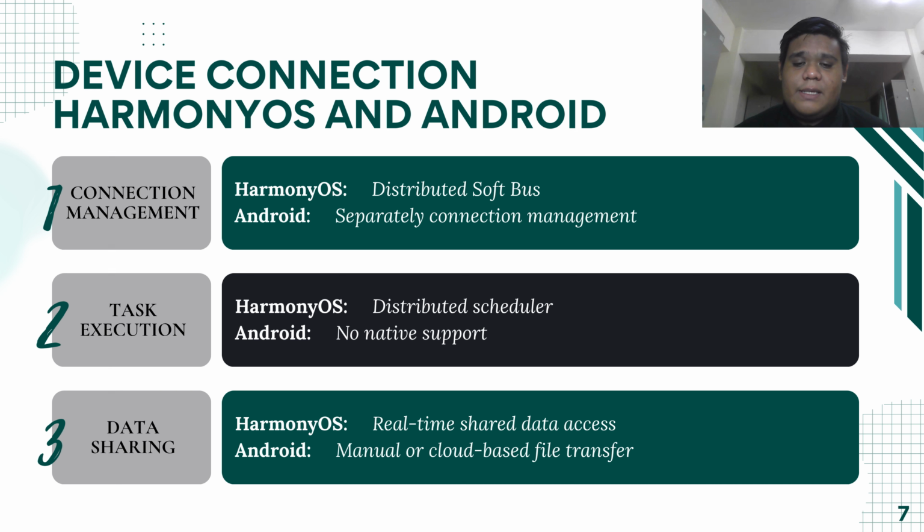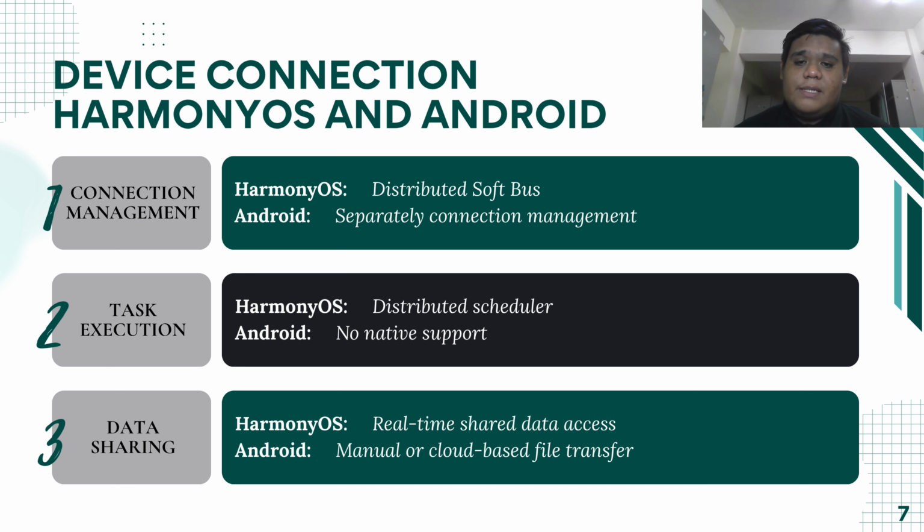In HarmonyOS, they use a distributed softbus for seamless multi-device connection, while Android manages each device connection separately without a unified system. The second one is task execution. In HarmonyOS, there is a distributed scheduler that allows apps to run across multiple devices. Meanwhile, for Android, there is no native support for running apps across devices. And then the third one is data sharing.